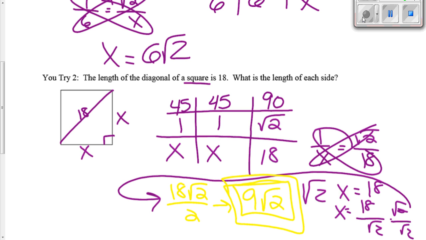So my diagonal is 18, so those are both X. It's a square, so since I cut it in half and those are the same size, I got 45, 45. So it is a 45, 45, 90. The X's are across from my 45-degree angle. The 18 is across from the 90-degree angle. So I set up the proportion, I cross-multiplied, I solved, I rationalized my denominator.